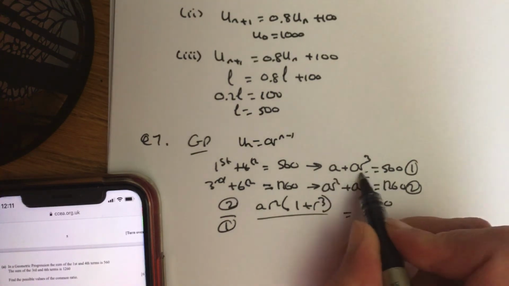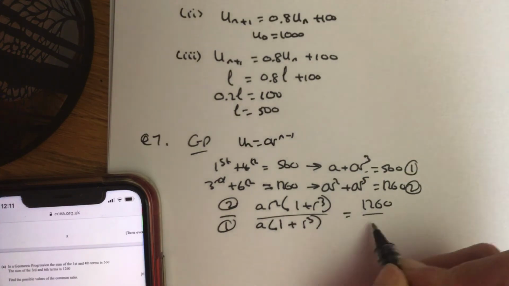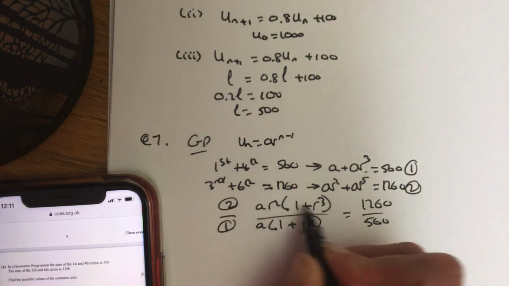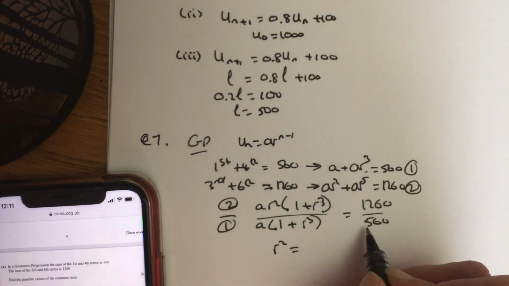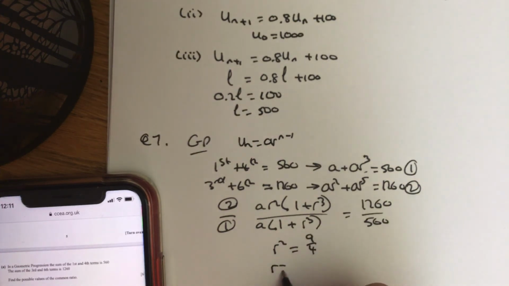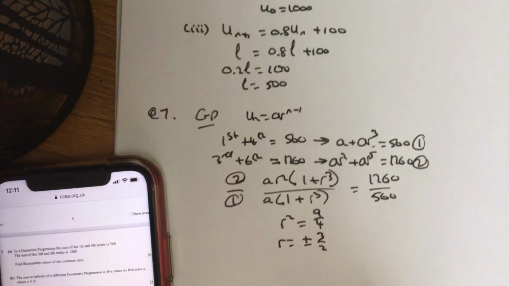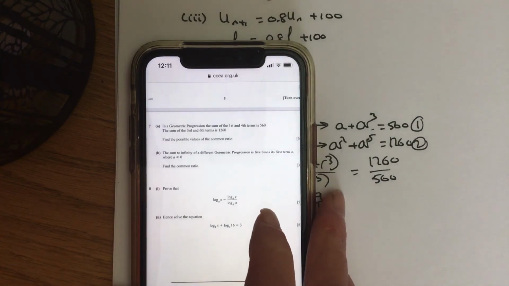And if you look at the first equation, I'm going to factorise out the a. That means those brackets cancel off, the a's cancel off, leaving you r² equals these two here. So if you cancel those down in the calculator, you get 9 over 4. So r is plus or minus 3 over 2. Remember always to find plus or minus at A level. So the question said find the possible values of the common ratio.